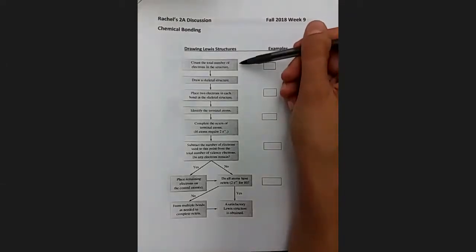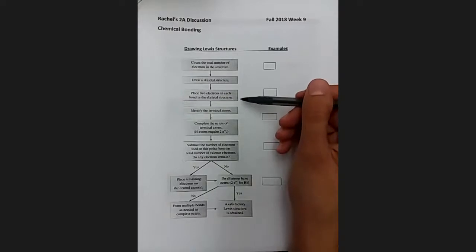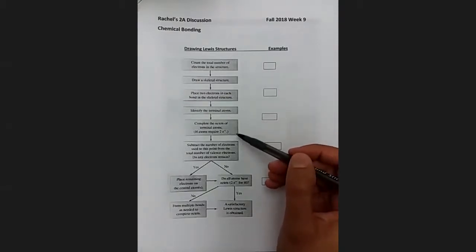We count the total number of electrons in the structure. We draw the skeletal structure by determining which atoms are central and which are terminal. We place the bonds in the structure, 2 electrons for each. We identify the terminal atoms, which are the ones on the end of the structure. We complete the octets of each of those, except for hydrogen, which only needs 2.